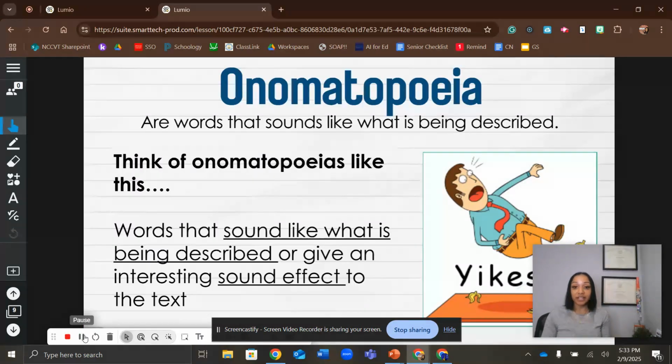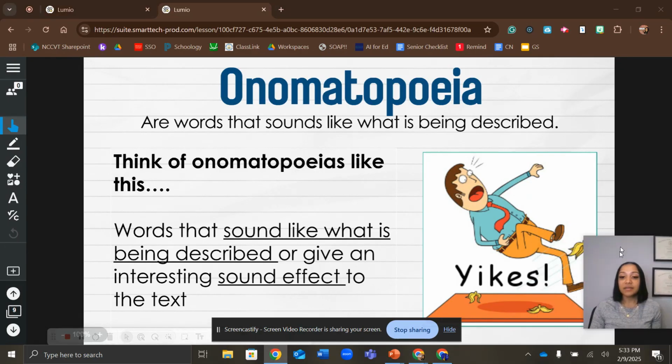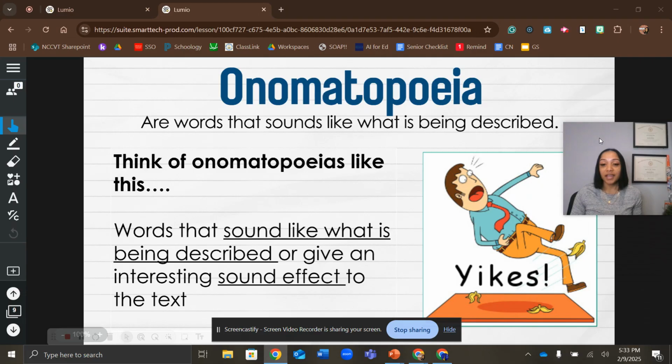So now that we've watched our video, let's talk about it. An onomatopoeia are words that sound like what's actually being described. So think of an onomatopoeia like this picture. This man just stepped on a banana peel, and the banana peel made him fall. And if you fell on the ground, you would say something like, ouch, yikes. You would shout something out. That is your onomatopoeia. So if we look at our screen here, it says words that sound like what's being described give an interesting sound effect to the text. So in this example, The man fell to the ground.